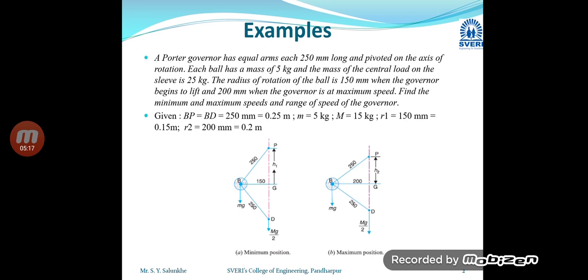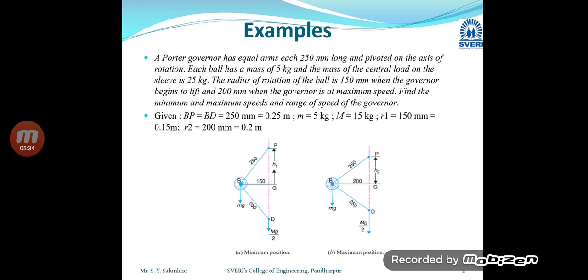So r1 is given as 150 millimeter, that we are going to convert into 0.15 meter. R2 is 200 millimeter, that we are going to convert as 0.2 meter. Now these two diagrams are drawn for its minimum and maximum position.